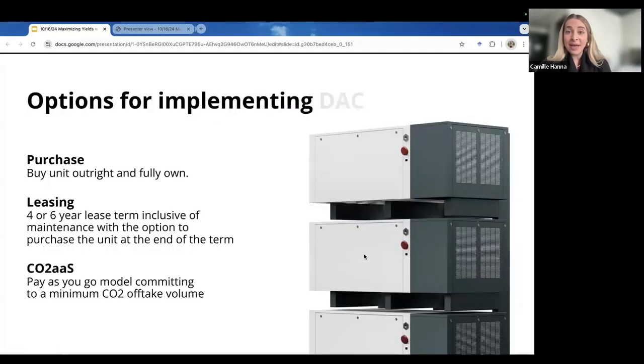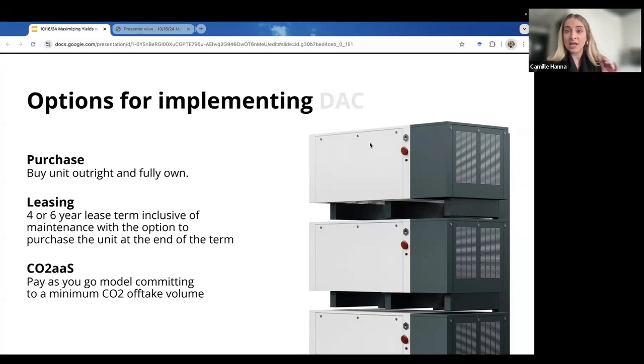So when it comes to implementing direct air capture into your operation, we do have a couple of options to give growers flexibility. We have a purchase outright option. You can purchase and own the units yourself, or you can lease the units. We have 4 and 6 year lease options. And then we also have CO2 as a service, which is a new business model that we're offering, where essentially you have an offtake contract with us.